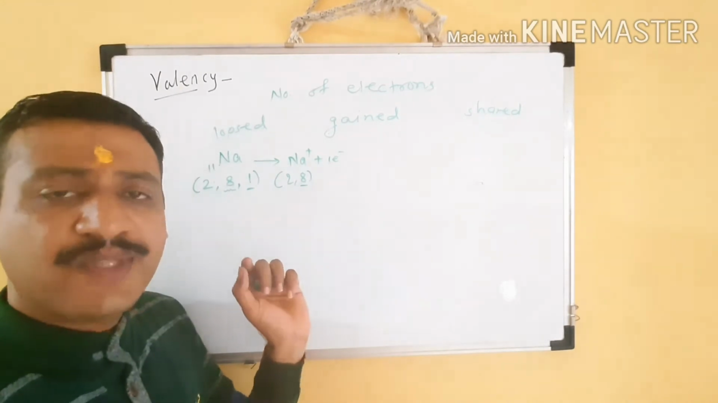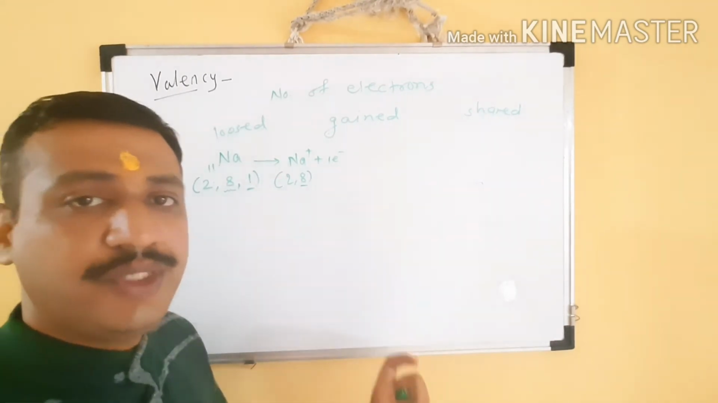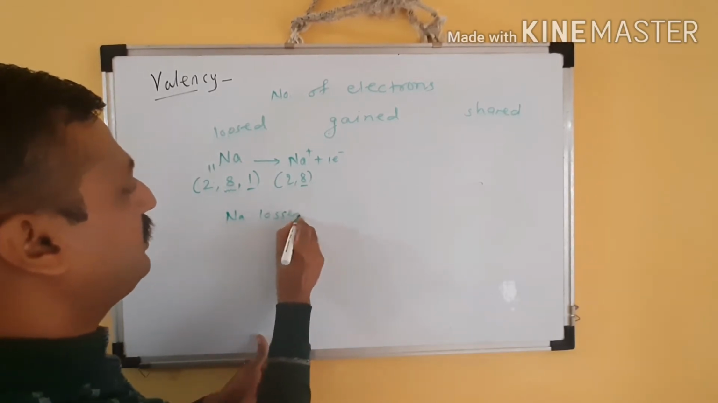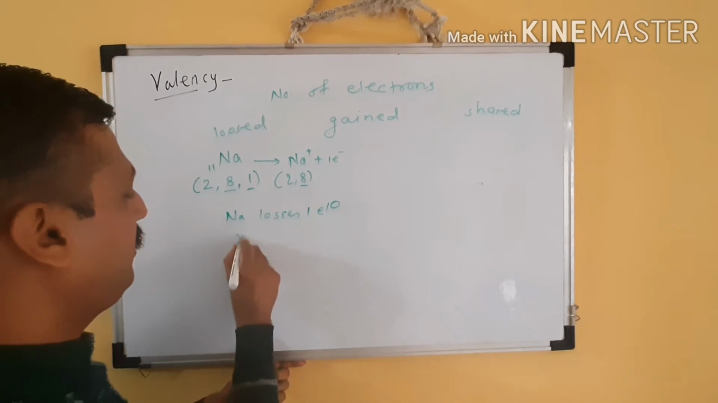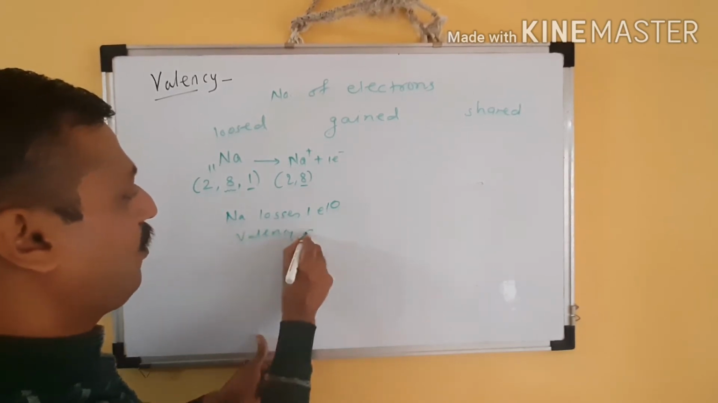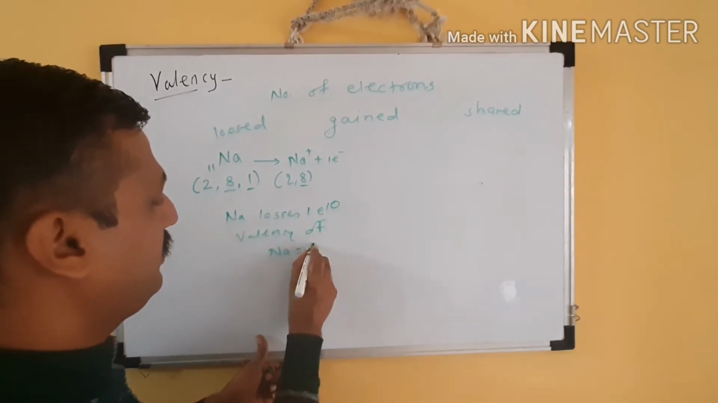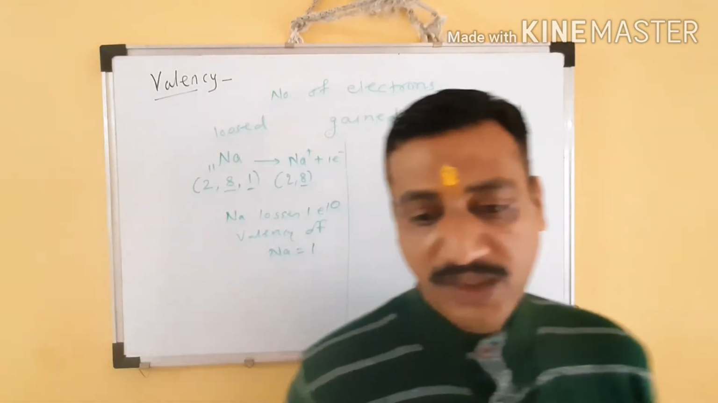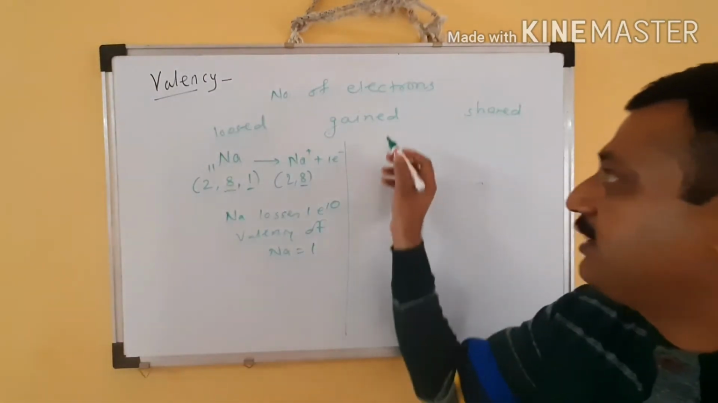Simple question: how many electrons are lost by sodium? Sodium loses 1 electron. That's why the valency of sodium is 1. Okay, this is the one thing. Now the second one is gaining.